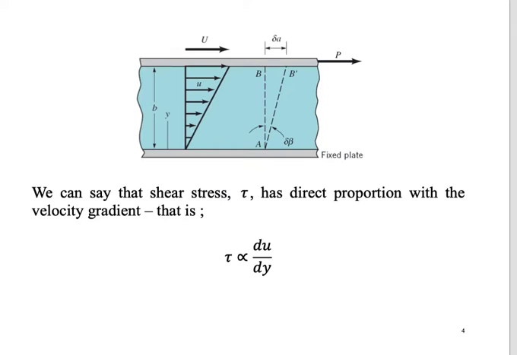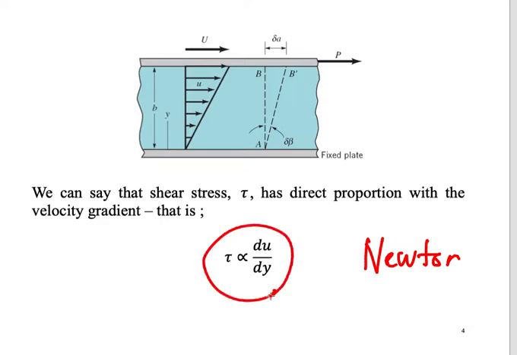This idea was studied by Newton a long time ago. Newton proposed that the shear stress is directly proportional to the velocity gradient. The velocity gradient means du dy. So this is the mathematical expression, which shows the relationship between the shear stress and the velocity gradient.